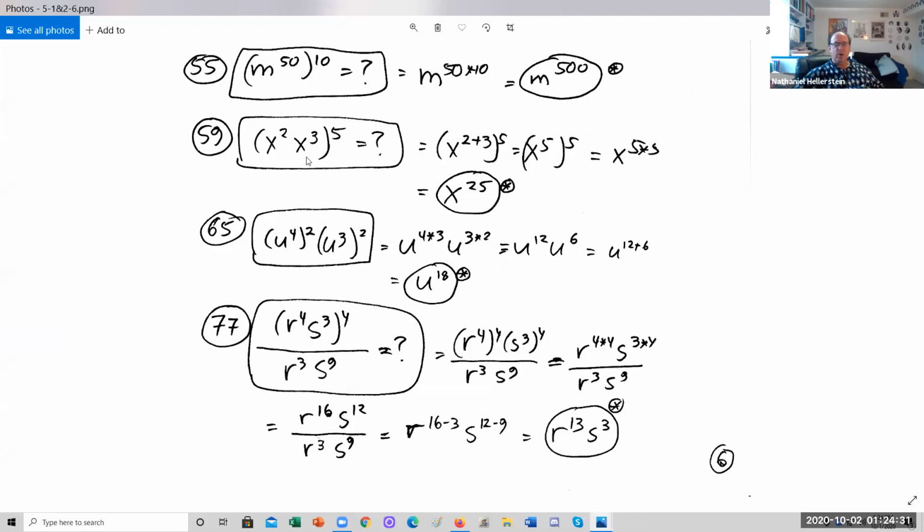Okay, first, x squared y cubed, all to the 5th. First we combine these in the middle. X to the power 2 plus 3.